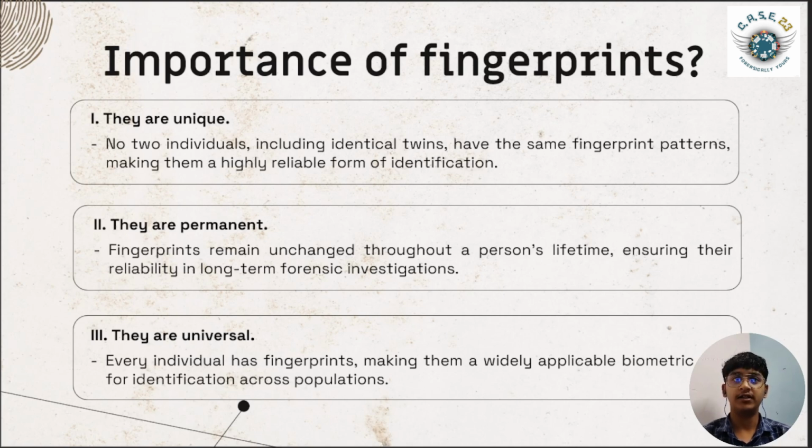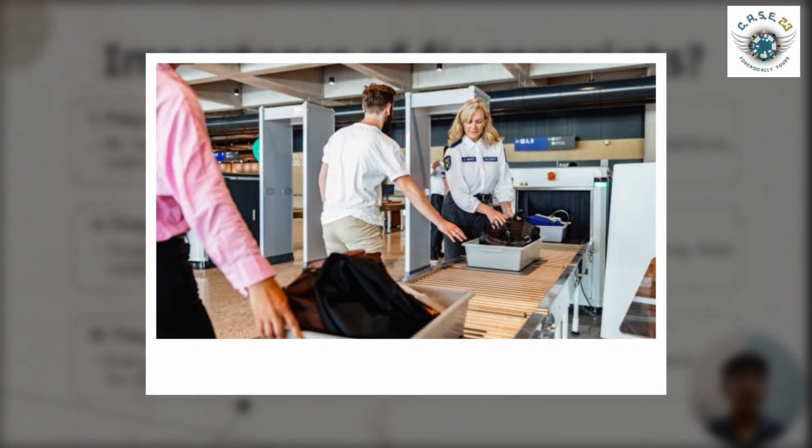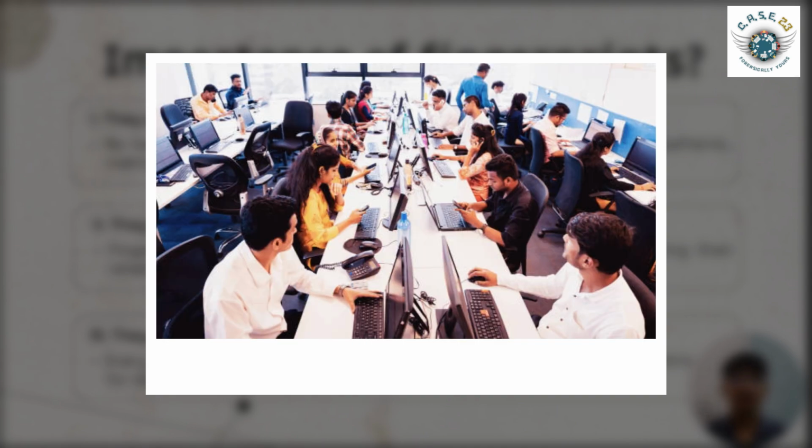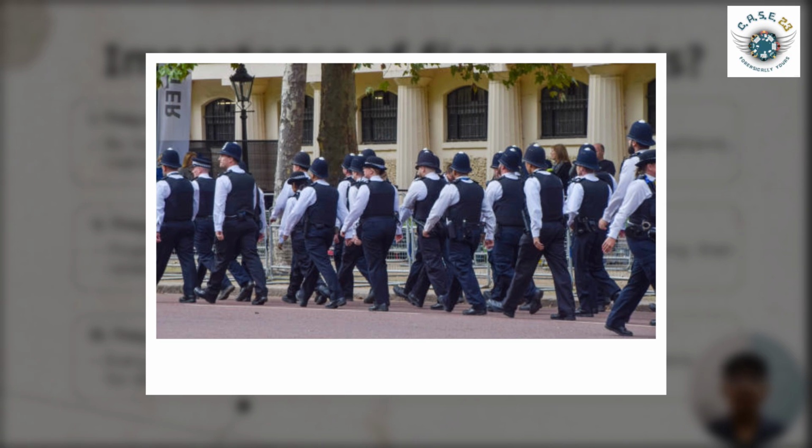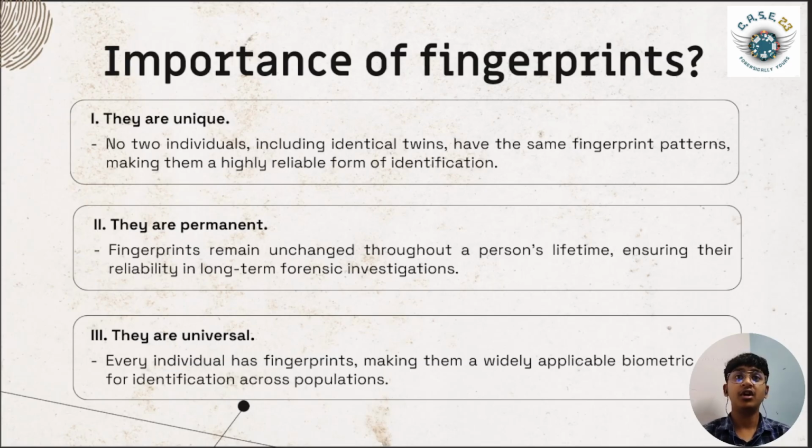Even if you get a cut or a burn, the ridges tend to grow back in the same pattern. That's why forensic experts can rely on them for cases even decades old. Third, they are universal. Every single person has fingerprints, no matter where they are from, making them a global forensic tool. Whether it's a high security airport in the US, a government office in India, or a police station in London, fingerprint analysis is used wherever to confirm identities.